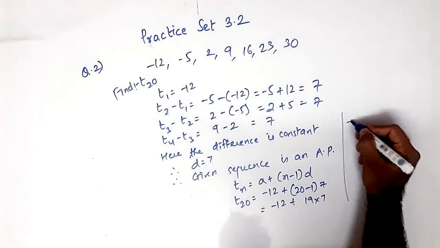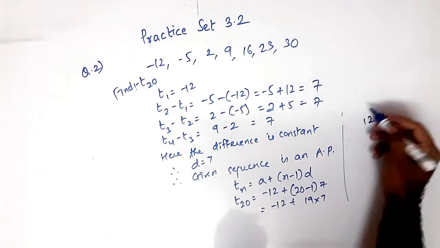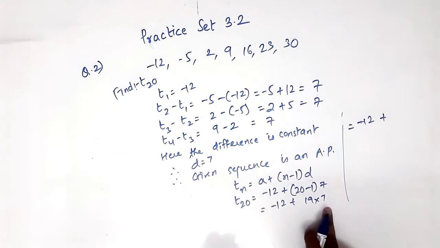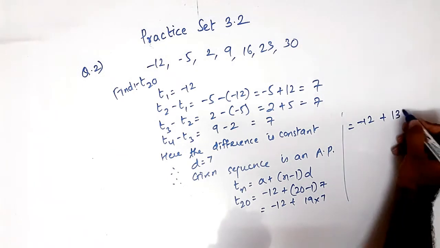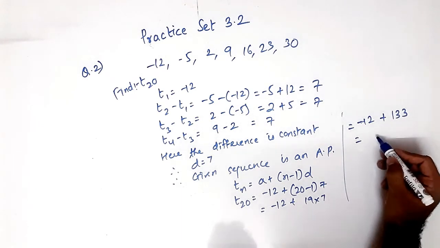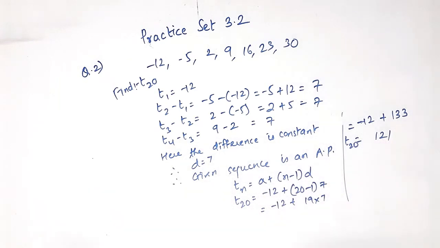So here I am coming minus 12 plus what is 19 sevens? 19 sevens is 133. What is 133 minus 12? 133 minus 12 is 121. So the 20th term of this arithmetic progression is 121. Let us come on to third one.